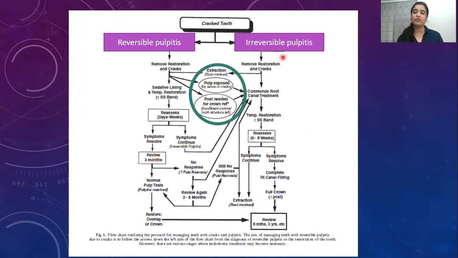Now, if we go to the cases of irreversible pulpitis, you have to again remove the restoration and the cracks and then see if the root is involved, then it has to go for extraction. If the pulp is exposed, then you have to commence your root canal treatment. And if a post or crown is needed, that you can see later according to the crown structure that is available to us.